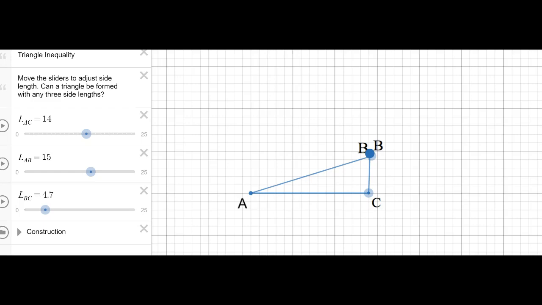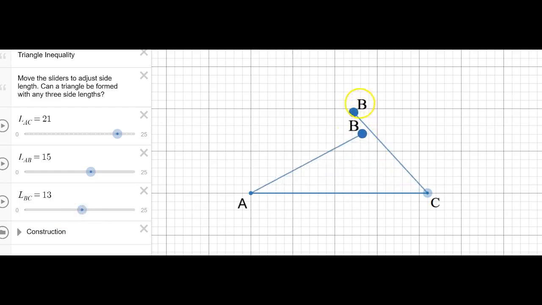So when I'm doing this, what I need to make sure is that the two smaller sides, so in this case it would be my 15 and my 4.7, when I add those together it's more than 21, because if it's not, they won't be long enough to make a triangle. So now let's make the 4.7 bigger, and now we can see that we've got a triangle.